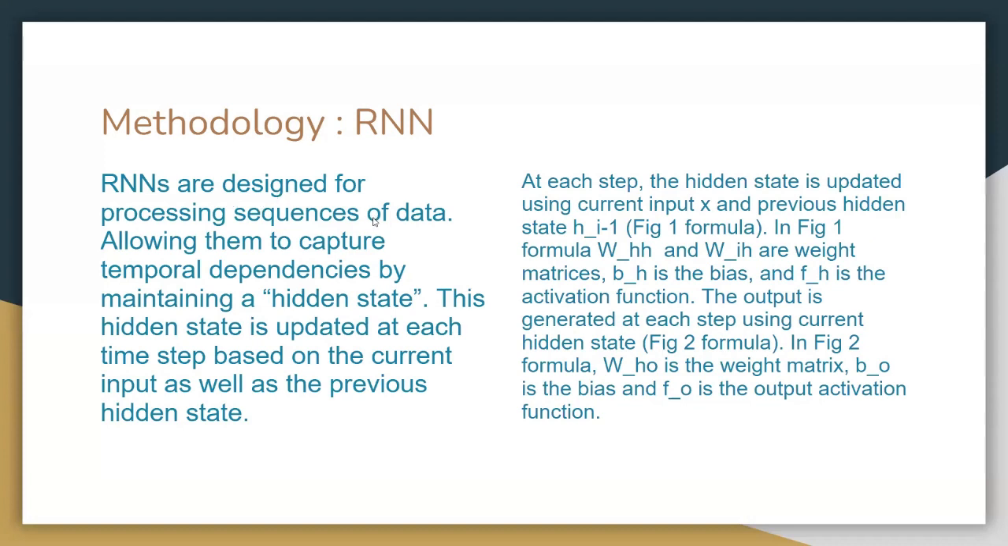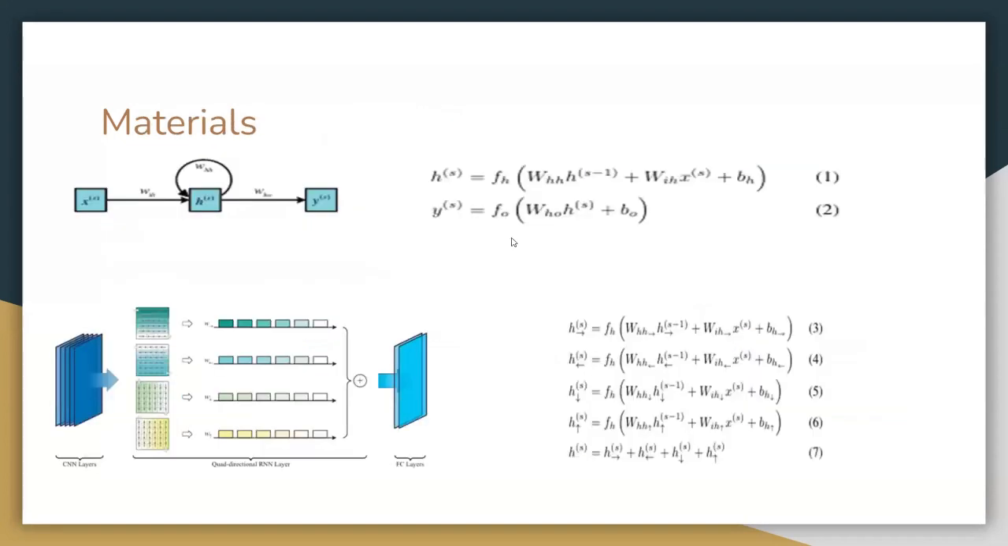RNNs are designed for processing sequences of data, allowing them to capture temporal dependencies by maintaining a hidden state, which is basically just a set of vectors that stores info about previous elements in its sequence. So this hidden state is updated at each time step based on the current input as well as the previous. And that's basically how it learns and captures temporal information. So that's what this is showing right over here, looping through the hidden state with its current as well as previous, exemplified by this formula here.